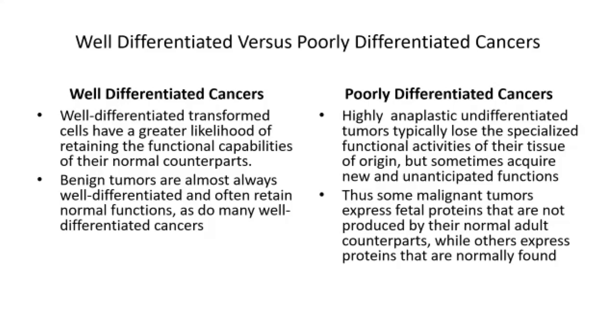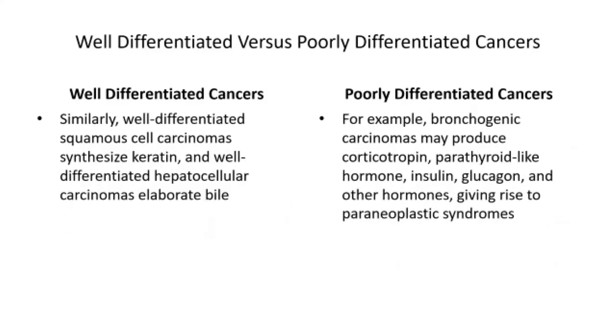The example is alpha fetoprotein. Alpha fetoprotein is usually expressed by embryonal cells. It is not expressed in adults, but in poorly differentiated cancers, especially hepatocellular carcinoma, the cells de-differentiate and form substances which are not usually formed, called alpha fetoprotein. Alpha fetoprotein is usually produced by embryonal cells, but it is not produced by adults.